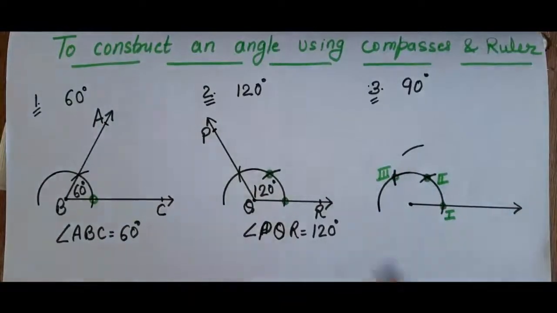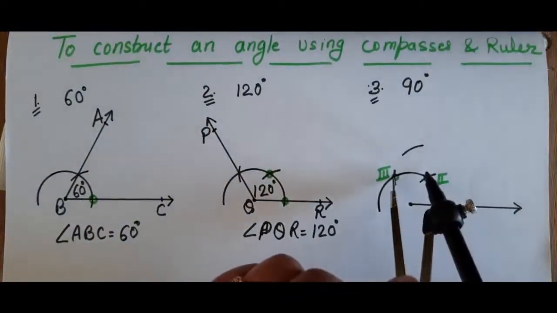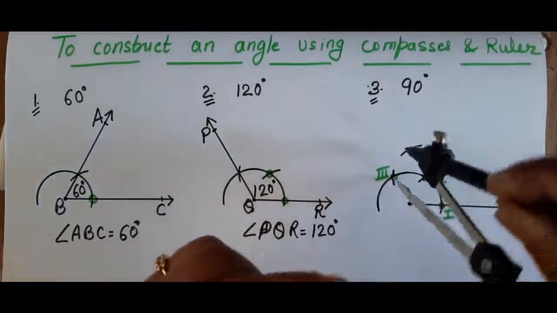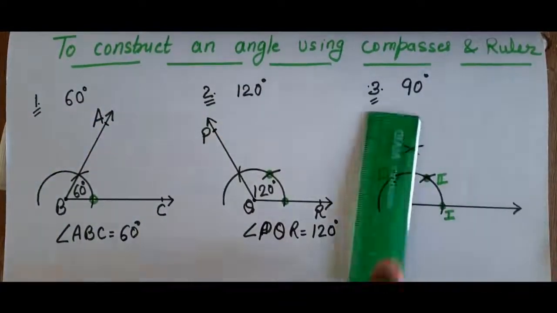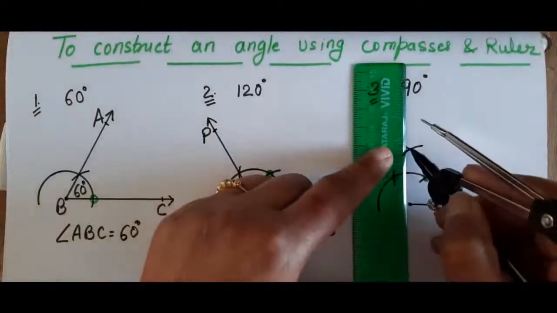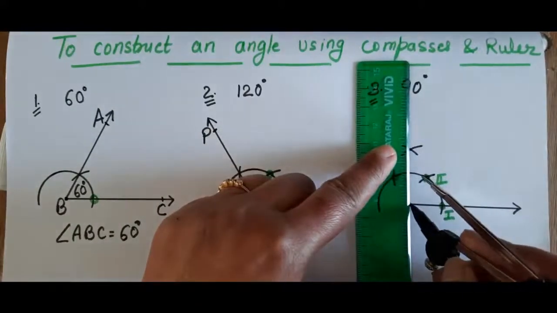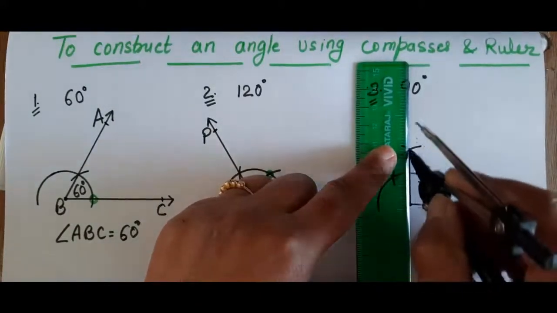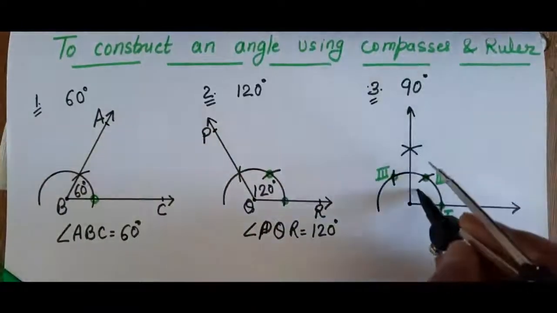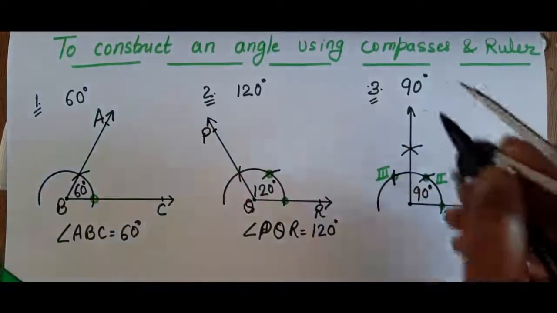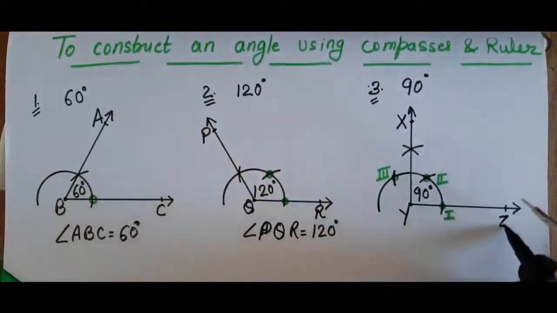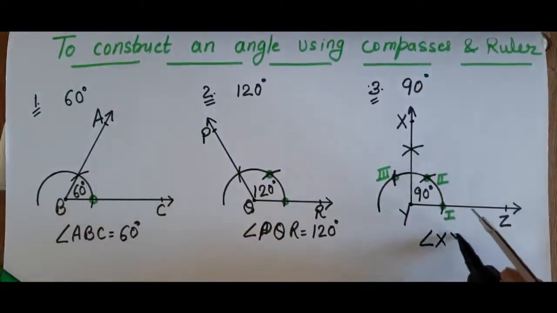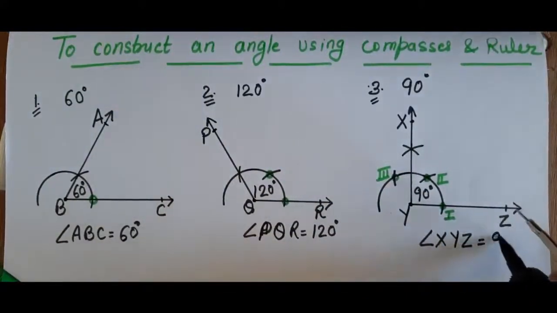Right, now I am keeping the compass point at 120-degree arc and bisect it. This is the point for 90-degree. Now join this point by the end point of the ray. You will get an angle of 90-degree. You can name it as angle X, Y, Z. So angle X, Y, Z is 90-degree. Right?